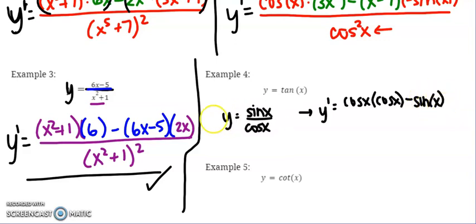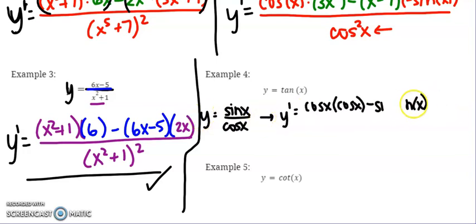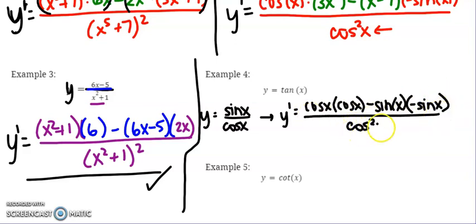Time out. Magic of a smart notebook. Let's move all of this over. There we go. So low d high minus high d low, the derivative of cosine is negative sine. So there's my d low, all over low squared.